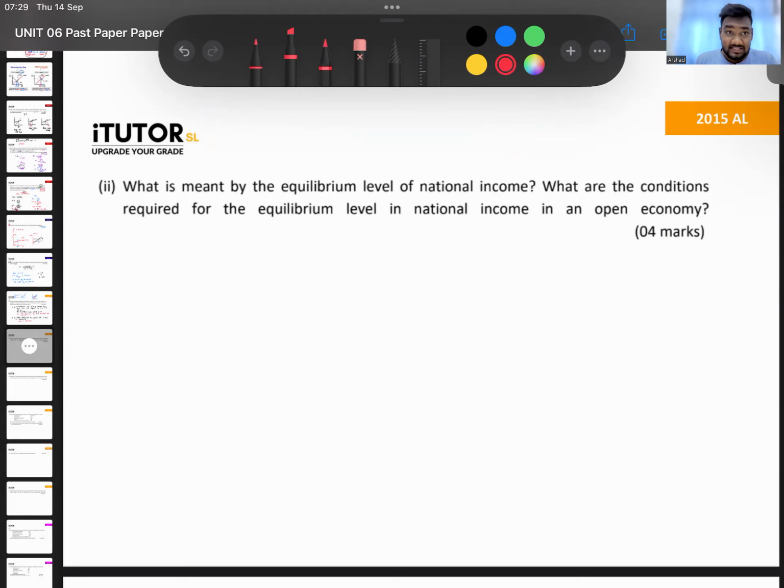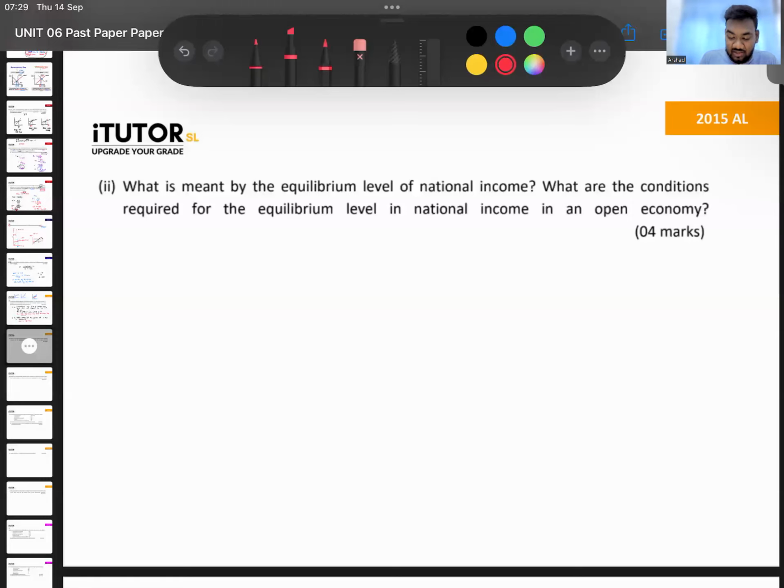Yes, MPC represents how when income increases, which portion of it do you consume? For example, if MPC is 0.8, it means if income increases by 1 unit, consumption will increase by 0.8 units. So let's take rupees. If income increases by 1 rupee, consumption will increase by 0.8 rupees, or in other words, 80 cents. That is what MPC means. The B component.